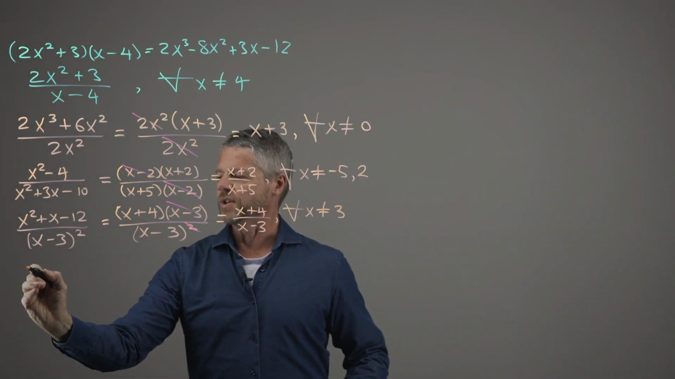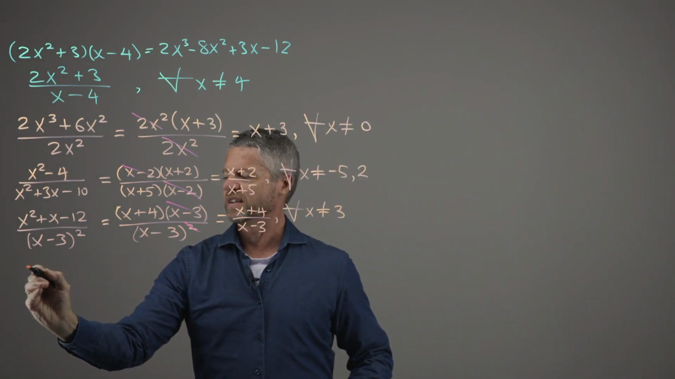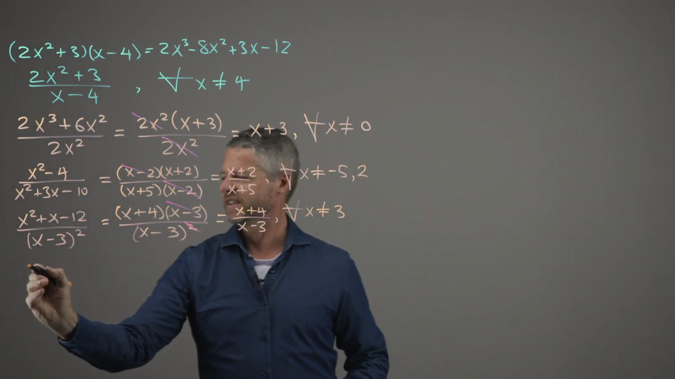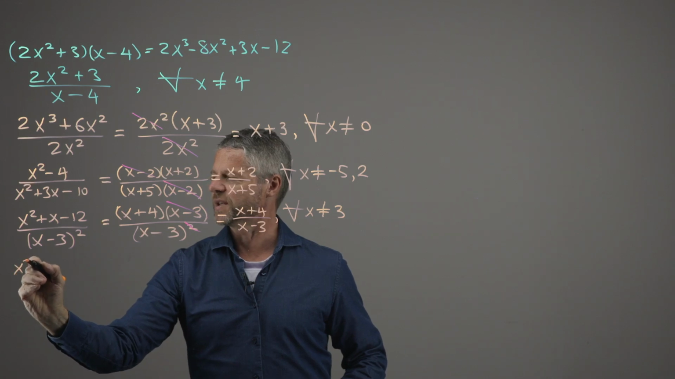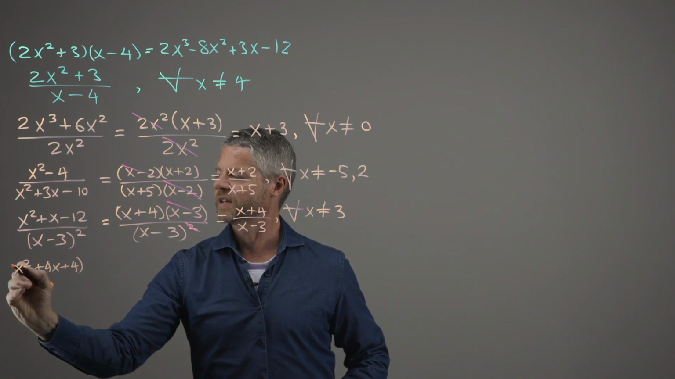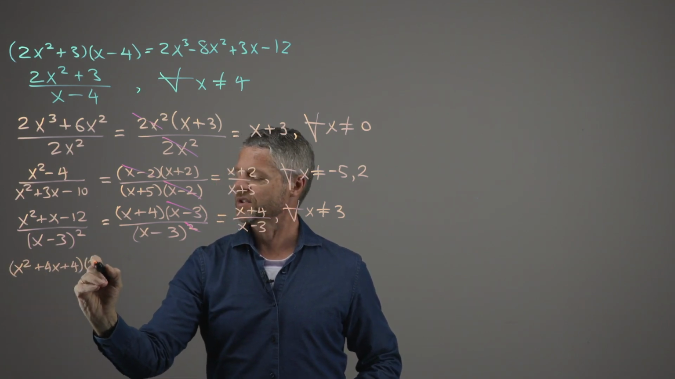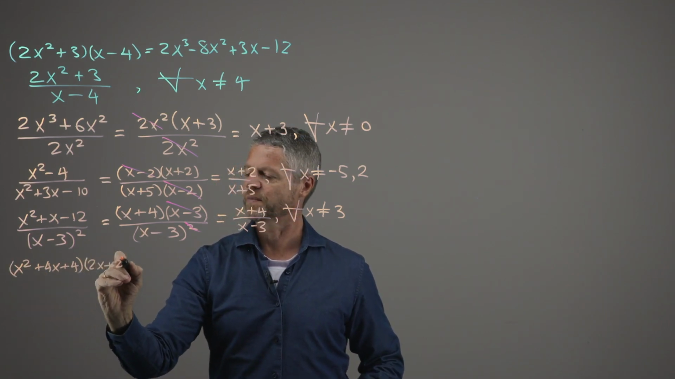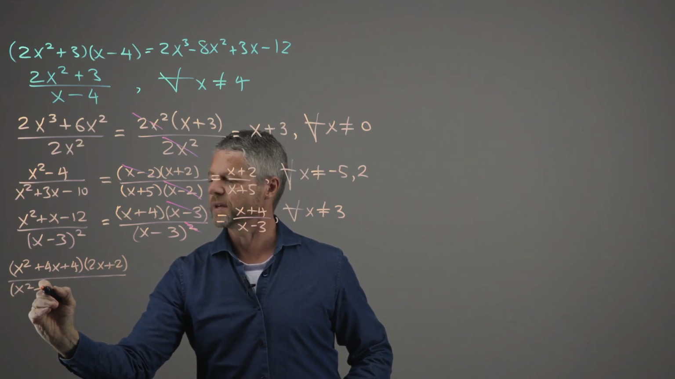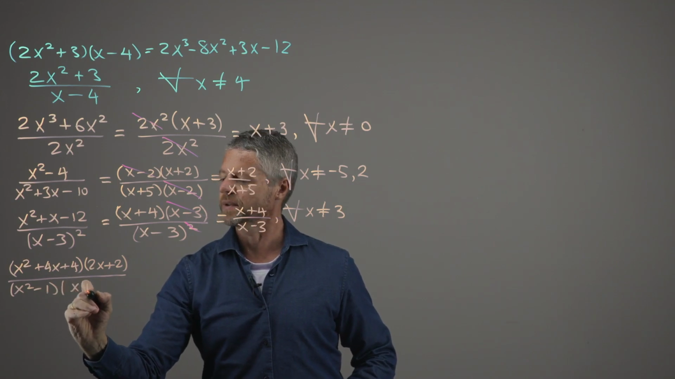Let's do a slightly more complicated example. Let's do x squared plus 4x plus 4, times 2x plus 2, divided by x squared minus 1 x plus 2.